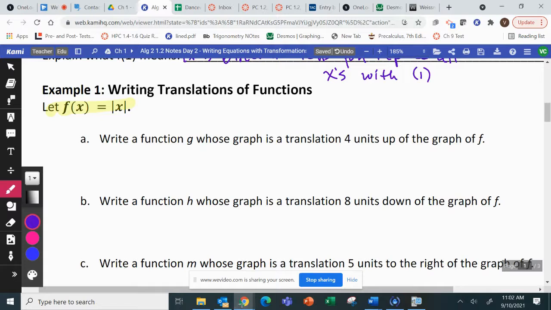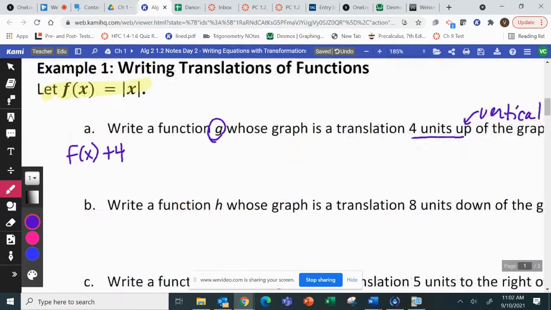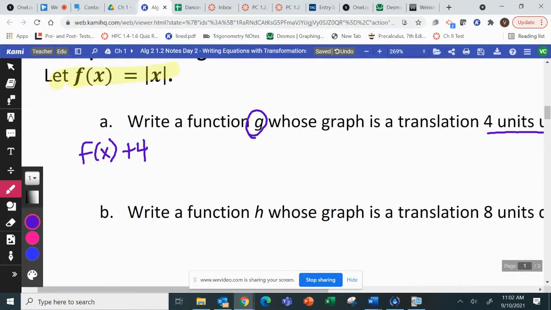This says write a function g. So right there it's telling me here's the name of the function, whose graph is a translation 4 units up of the f function. So we want to go 4 units up. Is up vertical or horizontal? Vertical. Is vertical on the inside or the outside? Outside. So we have to take 4 and add it on the outside of that function. We have to do f of x, the function, and add 4.